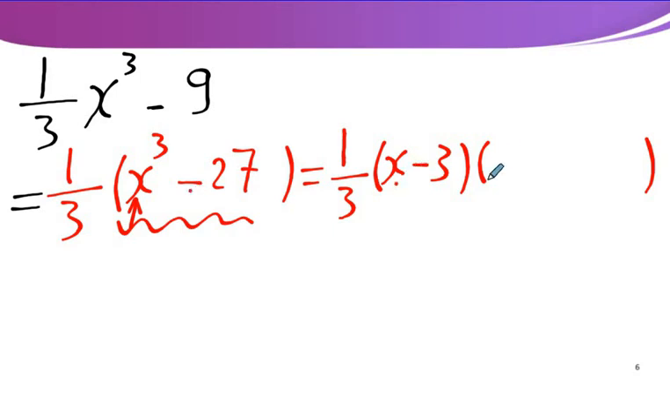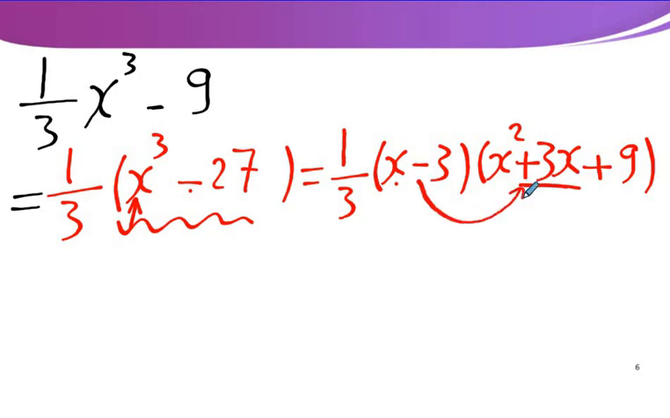x multiplied by x equals x squared. 3 multiplied by 3 equals 9. x multiplied by negative 3 is negative 3x, so it will be positive 3x. The sign of the middle term is opposite to the sign here. This is negative, so this will be positive. If it's positive, it will be negative. Another example.